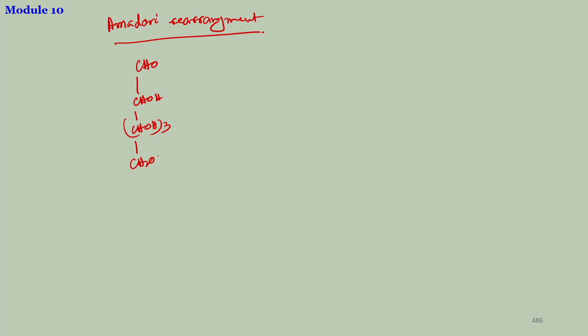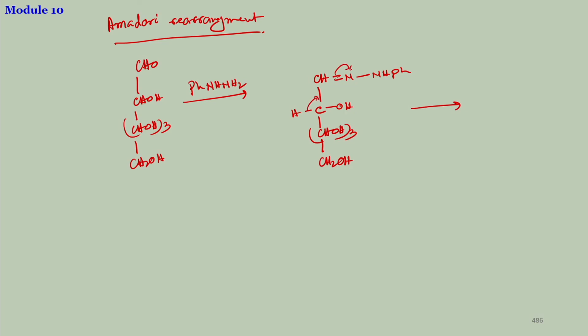Aldohexose, if you start with 6 carbon with aldehyde, is called aldohexose. Phenyl hydrazine, NH NH2. Phenyl hydrazine reacts with a carbonyl compound to give you phenyl hydrazone minus water. It's a condensation reaction, it's very well known. Now, this can happen, and you can use a little bit of base also.